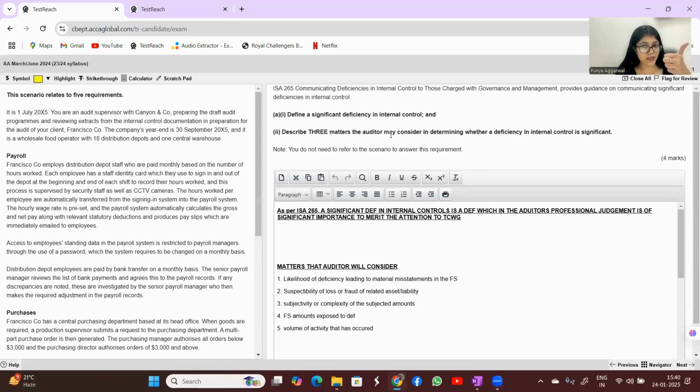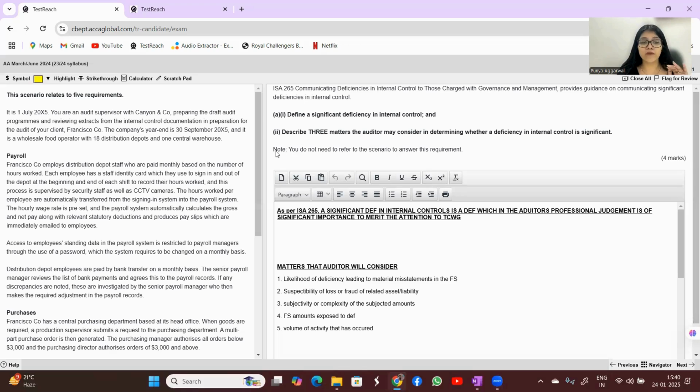That's the first thing that it is asking. And the next thing is, describe 3 matters that auditor may consider in determining whether a deficiency in internal controls is significant. Now, if you see the marks, it's for 4 marks, right? And it's asking 3 matters. So that means this part is for 3 marks and this above part is only for 1 mark. So again, you do not have to write stories, just a crisp answer would be good to go.